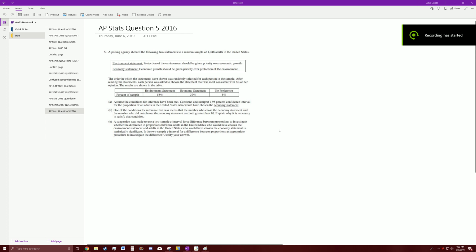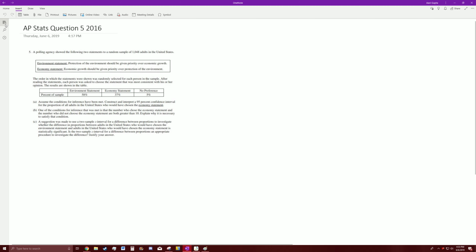Alright, so today we're taking a look at AP Stats from the 2016 exam, the fifth question. A polling agency showed the following two statements to a random sample of 1,048 adults in the United States. An environment statement: protection of the environment should be given priority over economic growth. Economy statement: economic growth should be given priority over protection of the environment. So identical, just swapped.